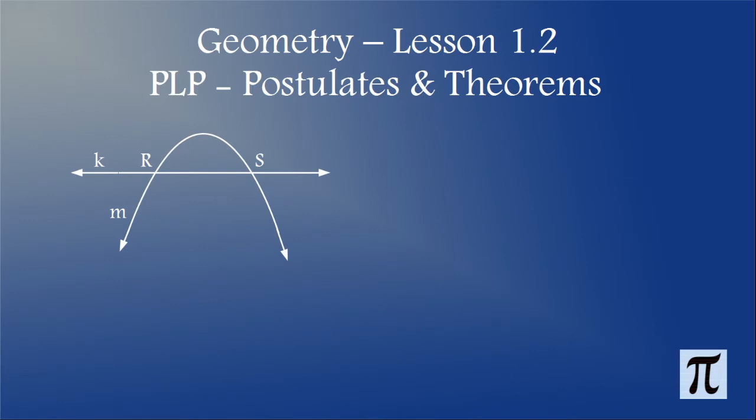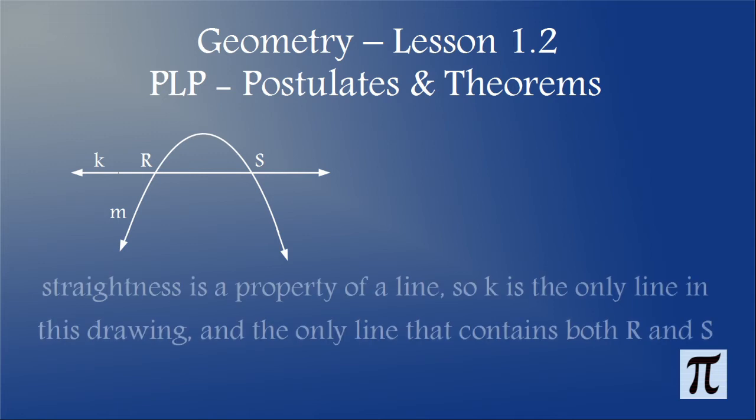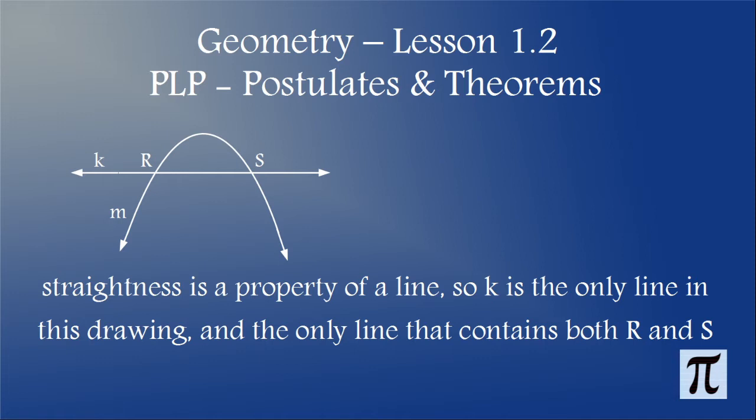Here's a figure. We have line K, curve M, points R and S. Straightness is a property of a line, so K is the only line in this drawing, and the only line that contains both R and S.